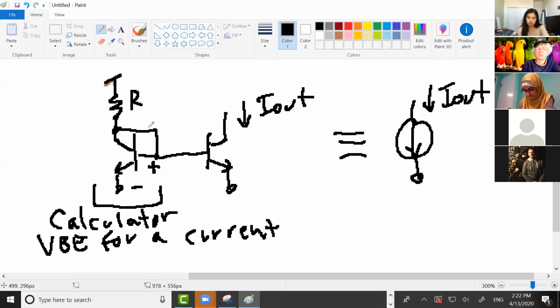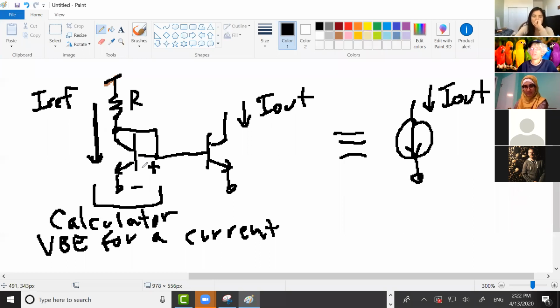And the way this works is you force the current that you want I out to be. So we call it I ref on this side, because later on you can make it so the 2 currents aren't quite equal. But you force a current through the transistor, and physics happens. And for whatever that current is, this actually moves to the correct VBE for that current.